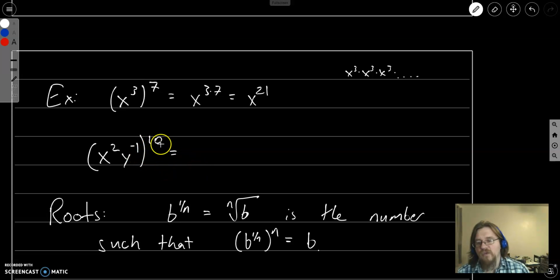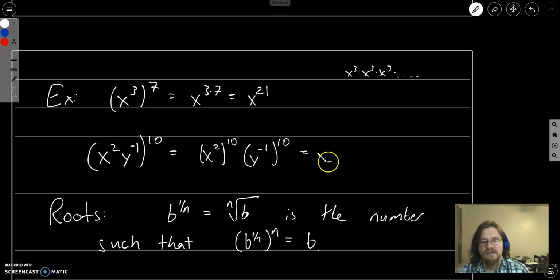Likewise, when I have an exponent and I can distribute it across multiplication, not addition, but multiplication. So here, this is going to be x squared to the 10th power, and this is going to be y to the negative 1 to the 10th power. Here, I have x squared to the 10th power. Again, if I am raising an exponent to an exponent, I can multiply. So this is going to be x to the 20th power.